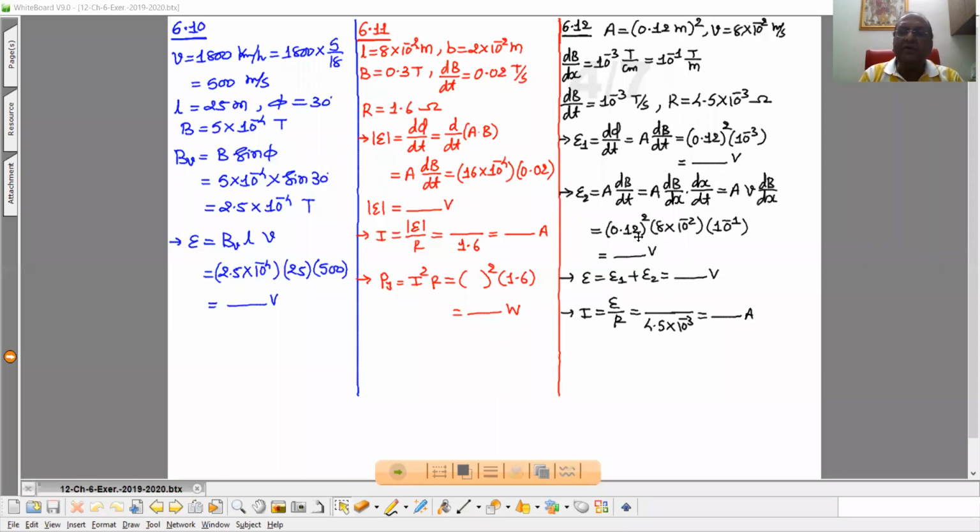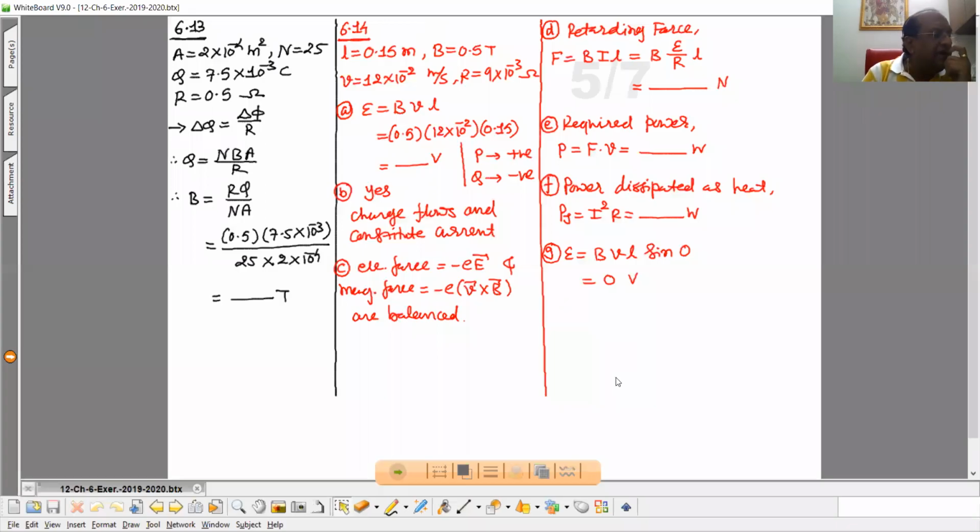Now area 0.12 square, speed that is given to you here 8 into 10 raised to minus 2, dB by dx, that is 10 raised to minus 1. So we will get the EMF induced. So net EMF induced, that is E1 plus E2, and this much volt. So current constituted, that is E by R, and R that is given to you, E is calculated here, you will get the answer. Clear to all of you, or any doubt in this?